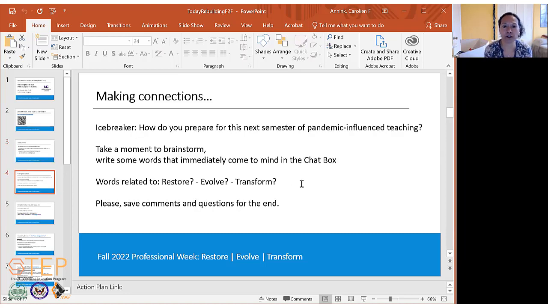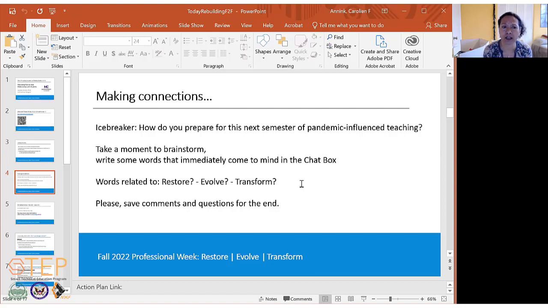So let's start here with making connections. I want you to take just a minute, or maybe not even a minute, to brainstorm some words that come to mind immediately when you think of meeting the students again, rebuilding that relationship. Just one word, and you can write it down on a piece of paper, or obviously not in the chat box here, but you can write it down on a piece of paper just for yourself. No right or wrong, just to make that connection.